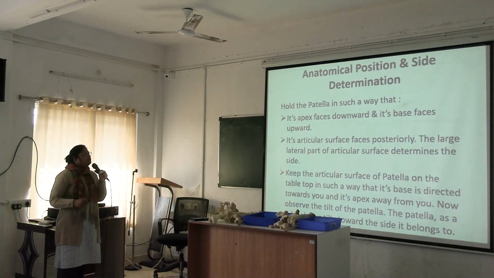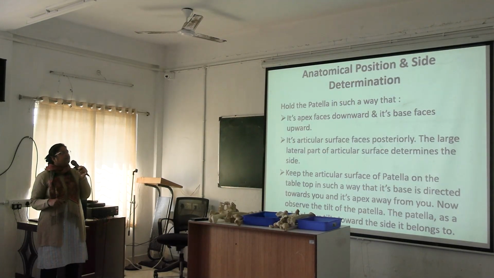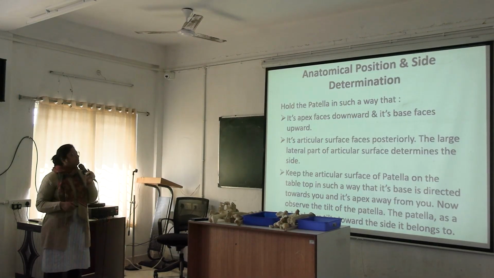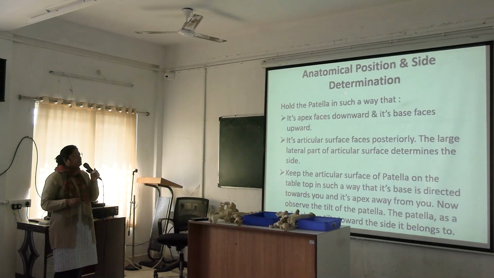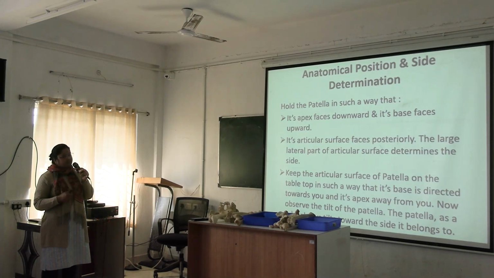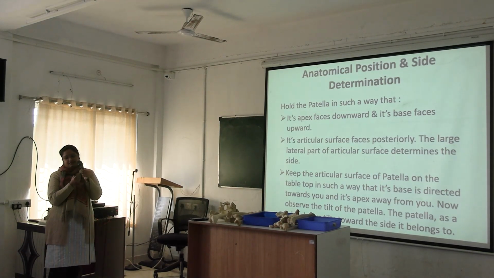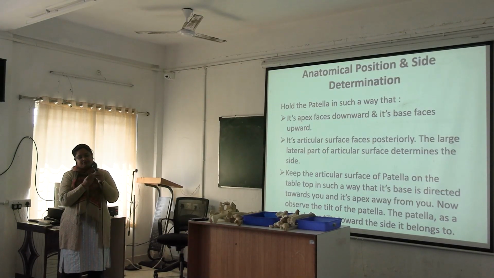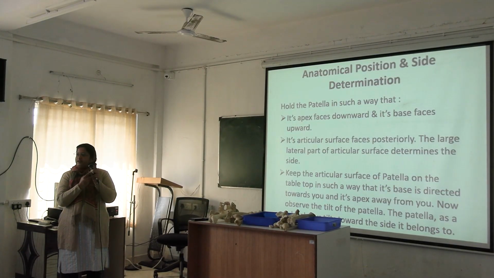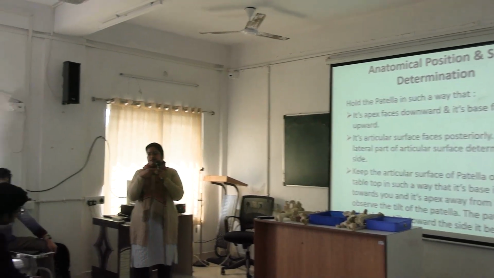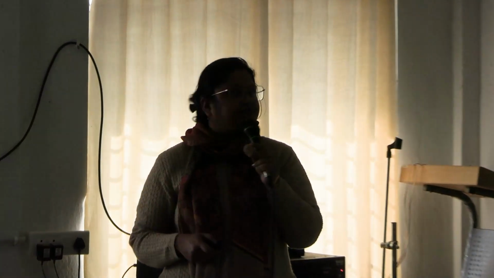So what will be the anatomical position and side determination? Only this is asked about patella, and muscle attachments are asked. Okay. So hold the patella in such a way that its apex faces downward and its base faces upward. See, this projecting part is the apex. Apex, and on the posterior surface of the apex there is a rough area. Okay. So this is apex. You place the apex downward, and base is directed upward.